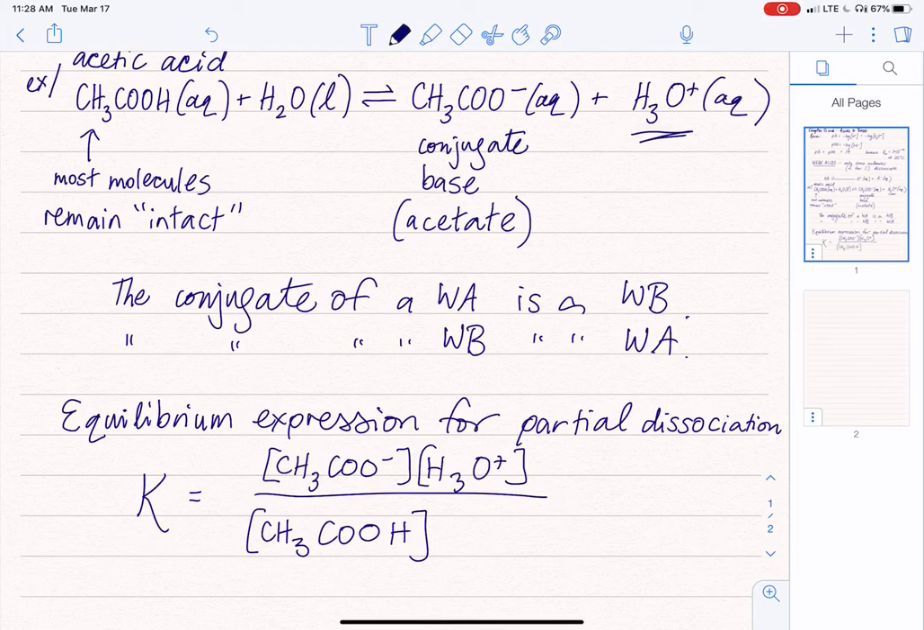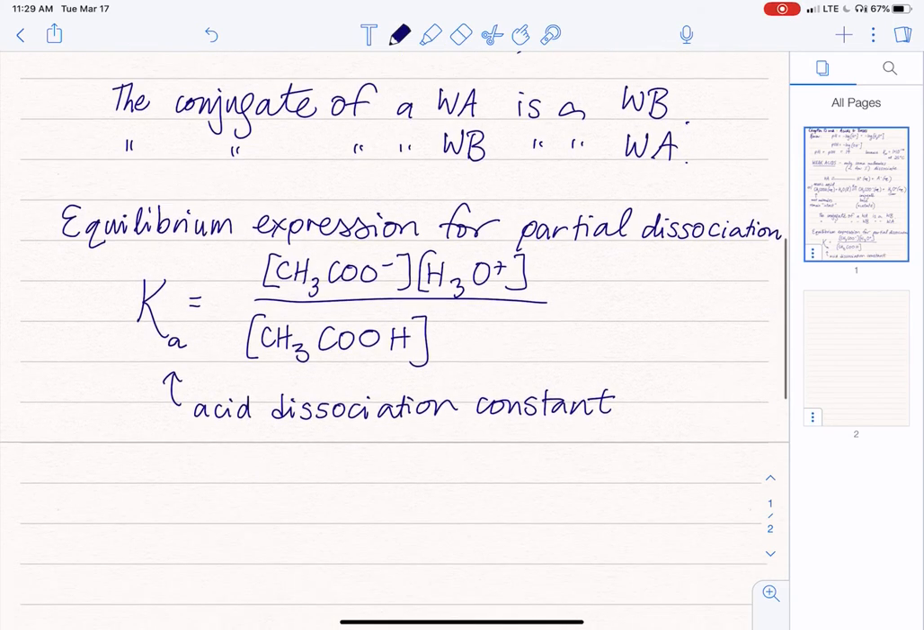I'm going to leave water out of that expression because, of course, water is a pure liquid, so it doesn't appear in the expression for K. What's more, I'm going to give this K a special little subscript, A, and I'm going to write it also up here above the equilibrium arrow, Ka. And all that means is that this is an acid dissociation constant for this particular weak acid.